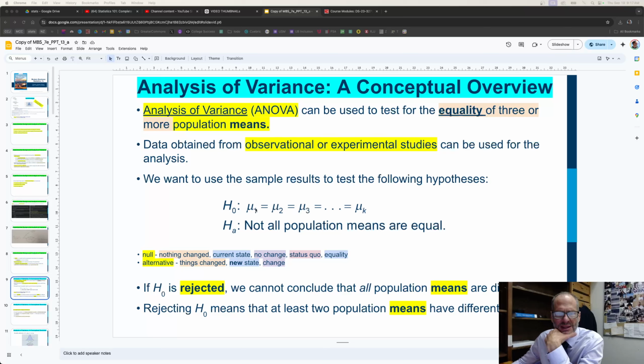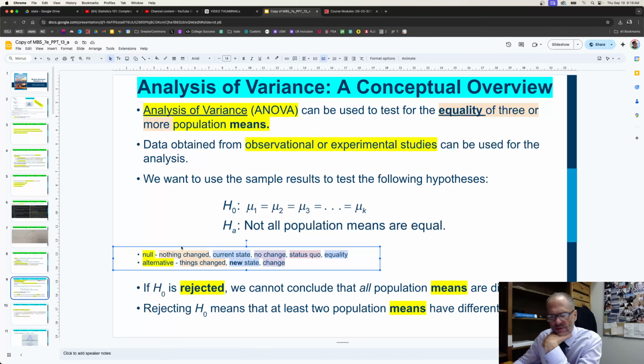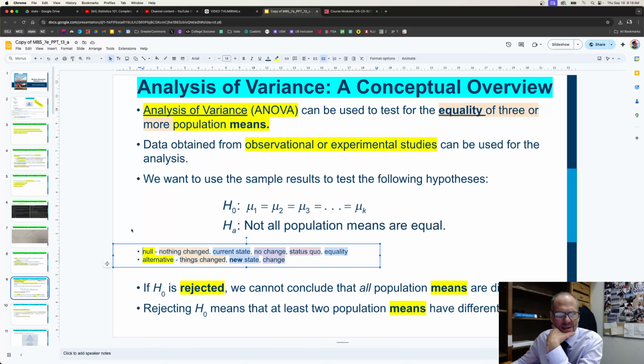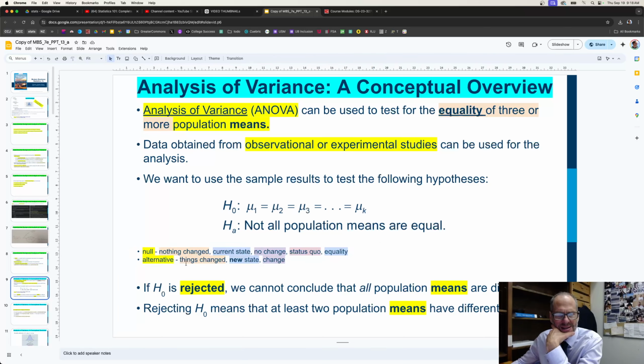The null hypothesis would be that the means of these different populations, 3 or more, are equal. If you remember our rule of thumb, our heuristic for determining the null or alternative hypothesis, the null hypothesis is the current state, the status quo, where nothing has changed. It's also where we put equality. The alternative hypothesis is that things have changed, there's a new state, and that things are not equal. So the alternative hypothesis here is that not all population means are equal.